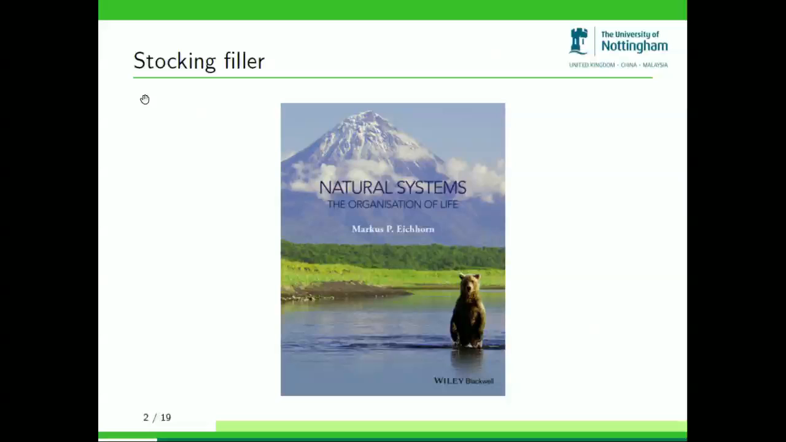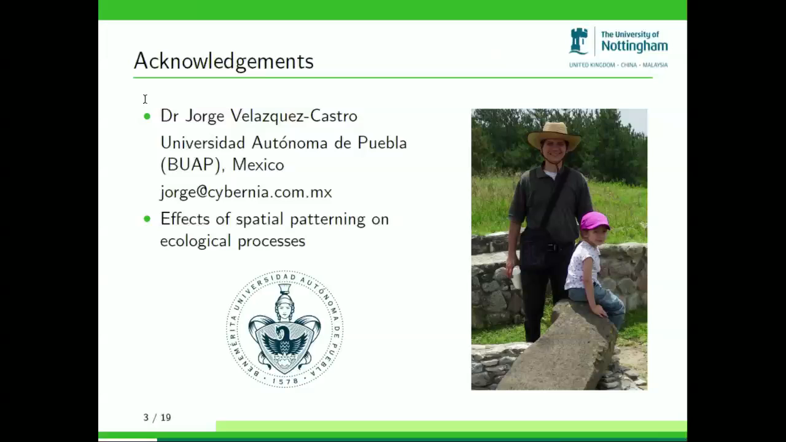I'm going to talk about some work I've been doing with my awesome collaborator, Jorge Velazquez, who's at BUAP in Puebla in Mexico. We were given some funding by BUAP this summer for me to go out there and work with him. Together for the last few years, Jorge and I have been thinking about the implications of spatial patterns in populations and the emergent properties of populations once you add spatial structure to them. We've published a few papers about this, and today what I mostly want to talk to you about is how that influences the behaviour of populations at low densities.